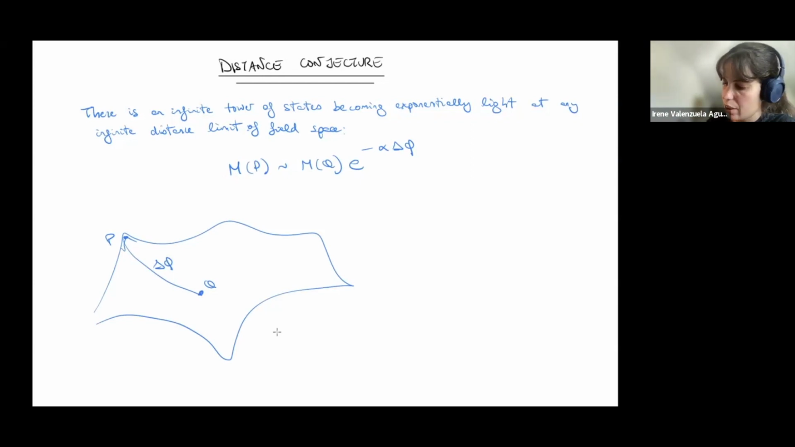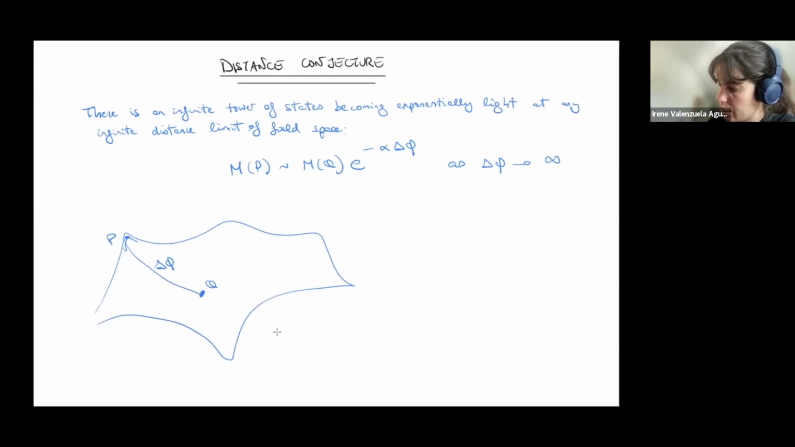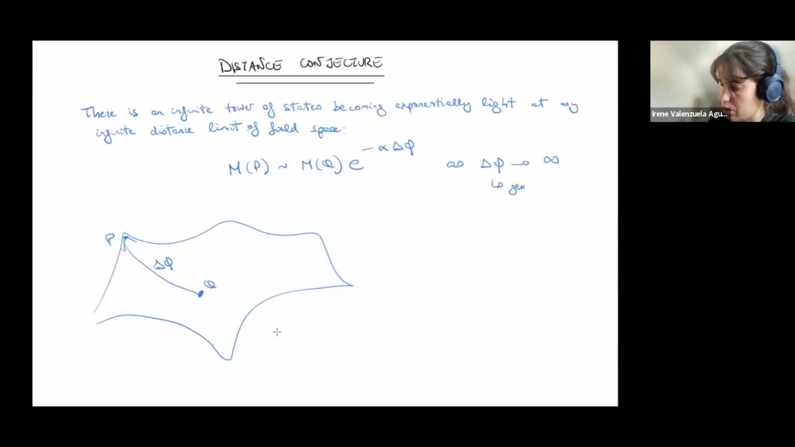Okay, so if I have some theory at Q, some EFT, and I now have some displacement of the scalar fields, the point is that the EFT gets modified because I get a new infinite tower of states whose mass behaves exponentially in terms of this scalar field variation. This is a parametric statement, so this happens as delta phi goes to infinity. And this delta phi is the geodesic distance.